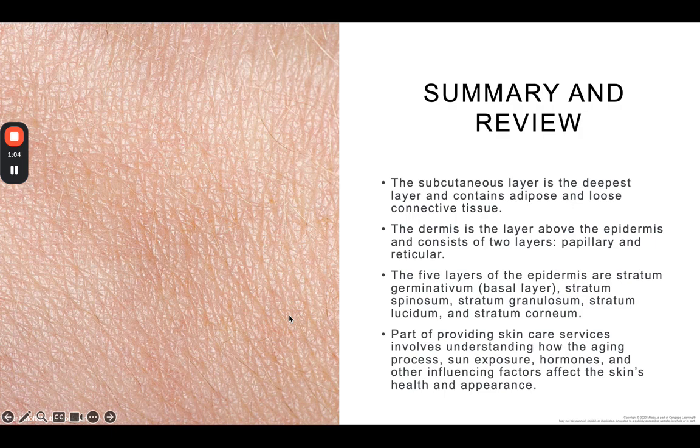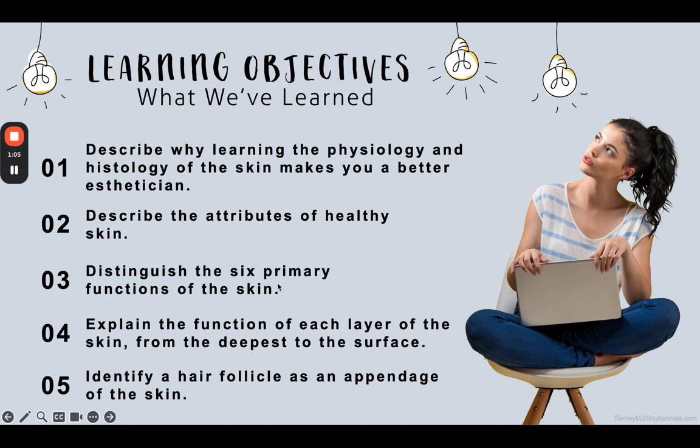The subcutaneous layer is the deepest layer and contains adipose and loose connective tissue. The dermis is a layer above the subcutaneous layer and consists of two layers, which are the papillary and reticular layer. The five layers of the epidermis are stratum germinativum, which is our basal layer, stratum spinosum, stratum granulosum, stratum lucidum, and stratum corneum. Part of providing skincare services involves understanding how the aging process, sun exposure, hormones, and other influencing factors affect the skin's health and appearance.